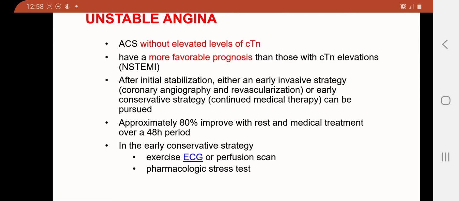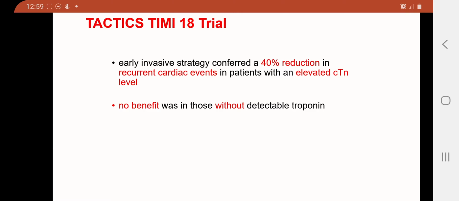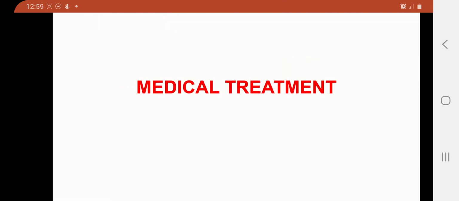In the early conservative strategy, you can do exercise ECG or perfusion scan or pharmacologic stress test. In the TACTICS TIMI-18 trial, it shows that early invasive strategy conferred a 40% reduction in recurrent cardiac events in patients with elevated cardiac troponin level. It is not beneficial, however, with those with normal troponins.